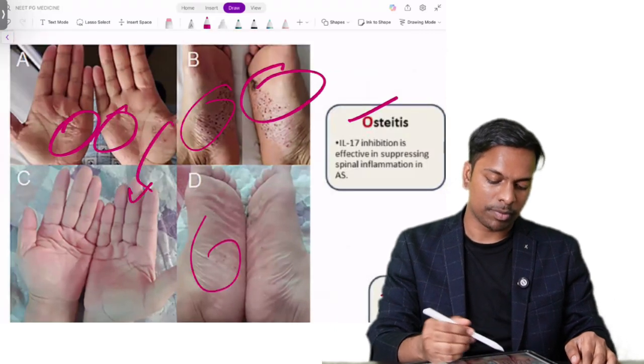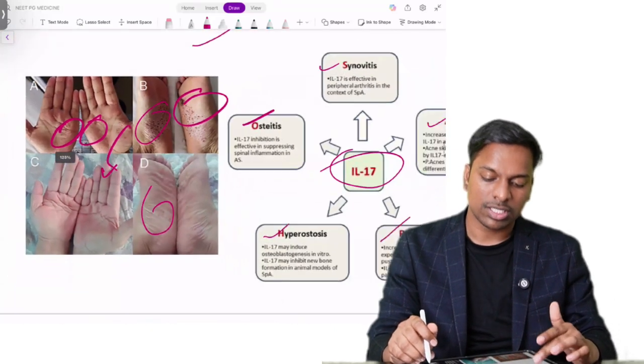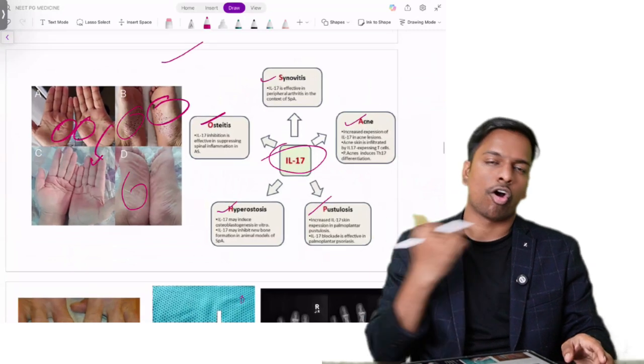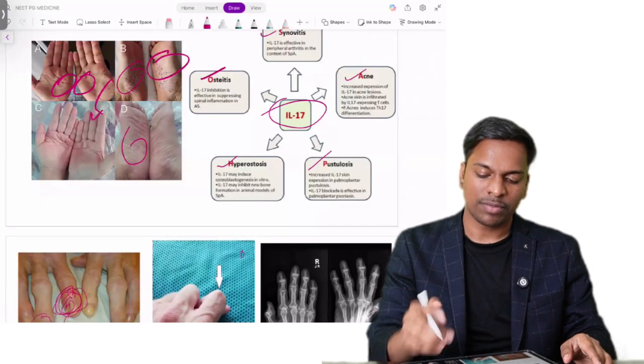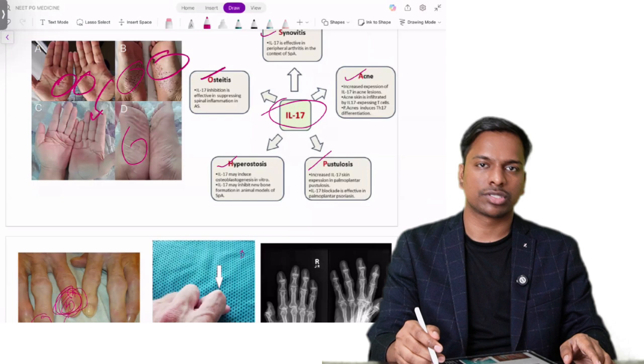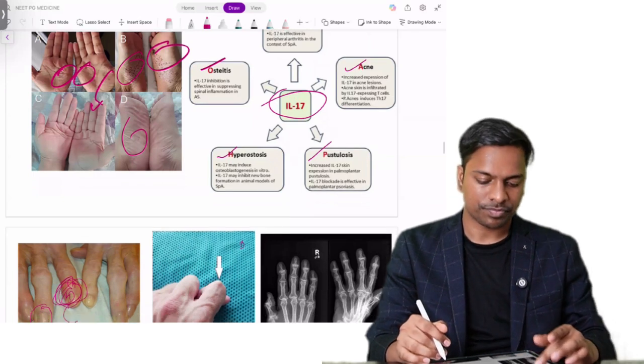And after treatment, it appears like this. And that's what they've given, small images. But you can expect acne, etc. All are the images they have given, and osteitis is also seen. So then we have to think about this.